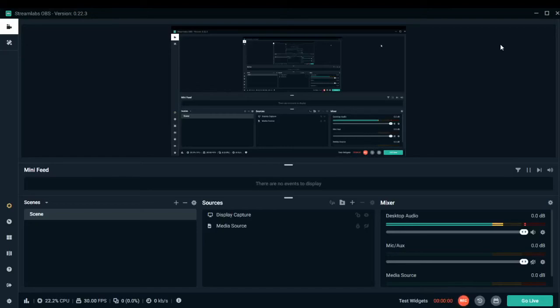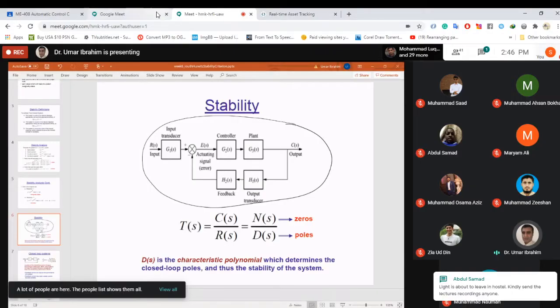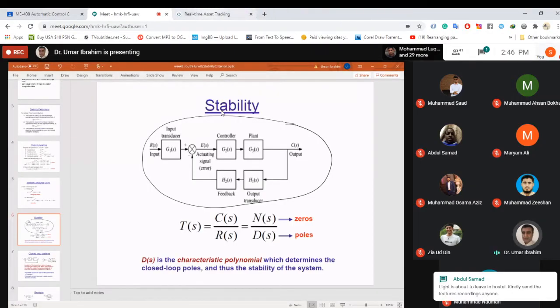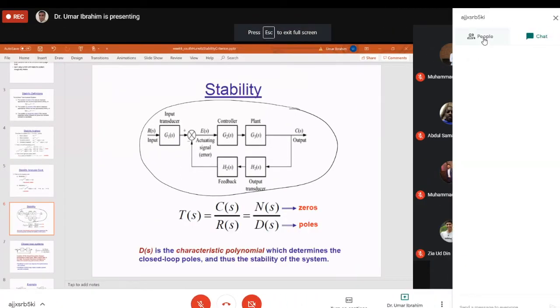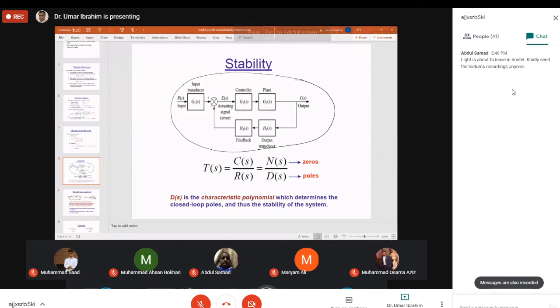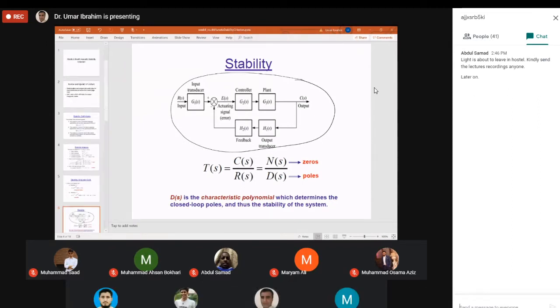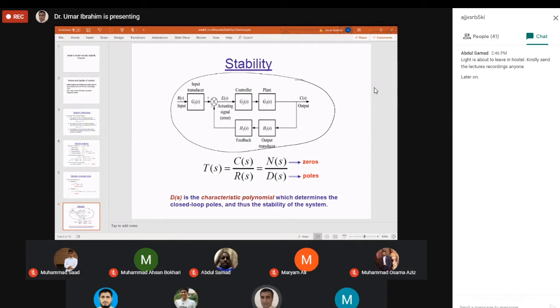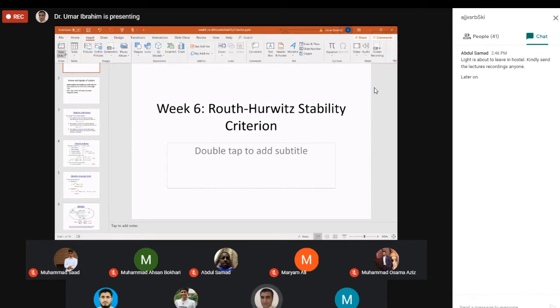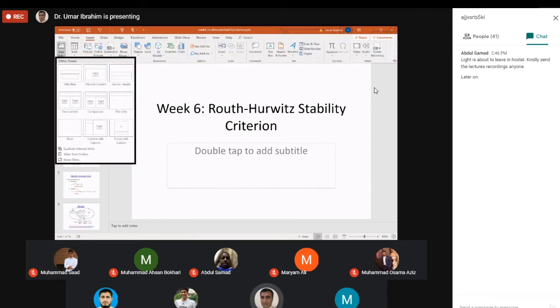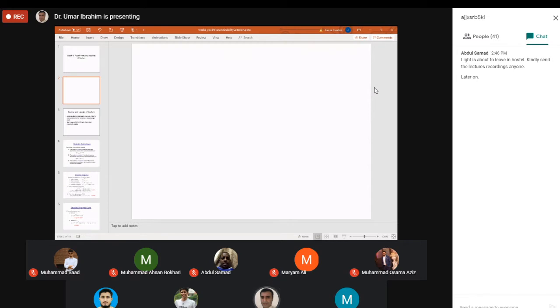Whether the system is stable or unstable, you can use the Routh-Hurwitz stability criteria to figure out whether the system is stable or not. Okay, so let me start with some basic ideas about stability. We have discussed stability in the previous lectures, so let's talk about those ideas.